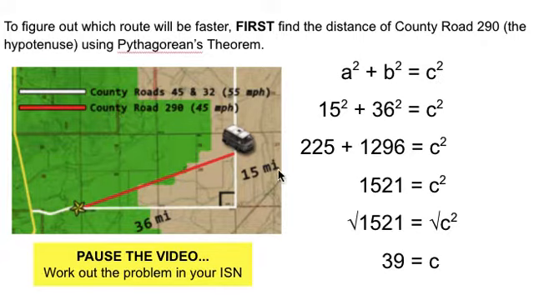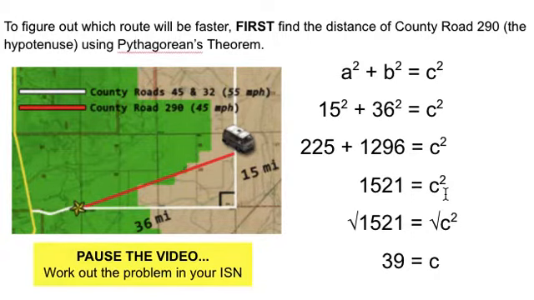Both legs are 15 and 36, so I can plug those in for A and for B. So I will have 15 squared plus 36 squared equals C squared. When I square these two numbers, 15 squared is 225, and 36 squared is 1,296. I'm going to continue writing this out so that I can find my C squared at the end, and that way I can keep everything organized. Now I'm going to simplify the left side of the equation. 225 plus 1,296 is 1,521.